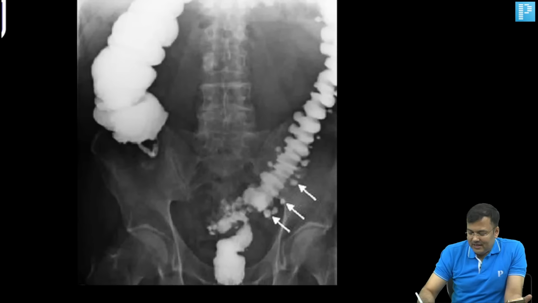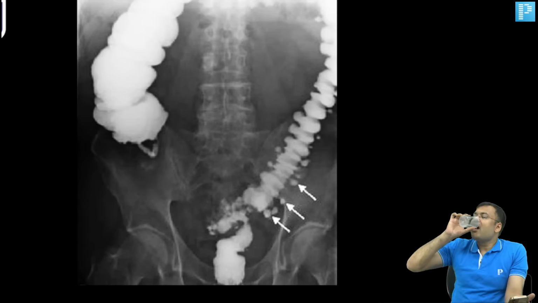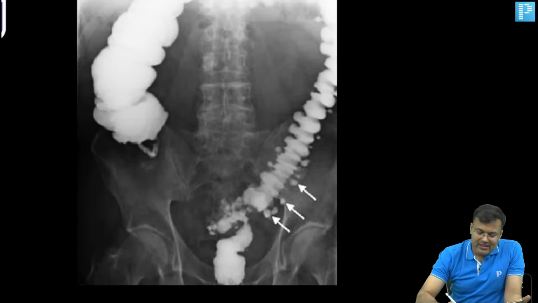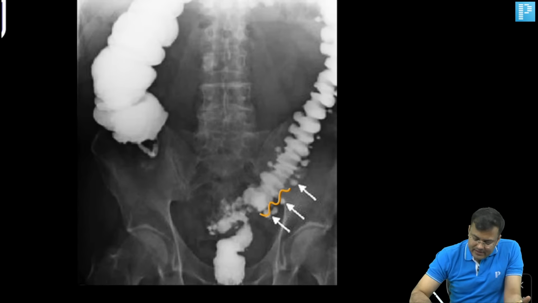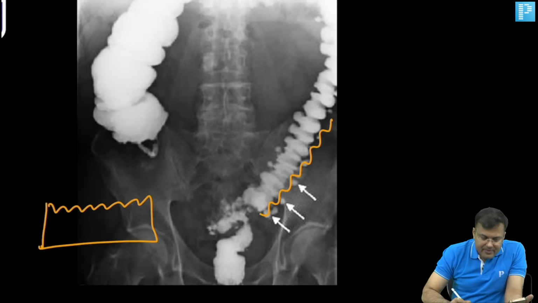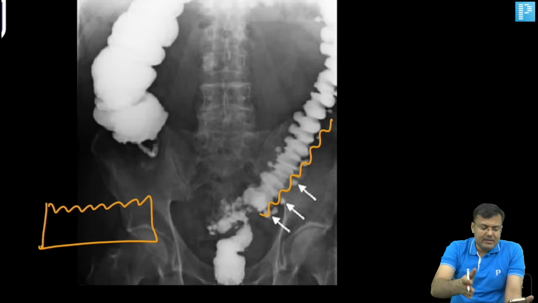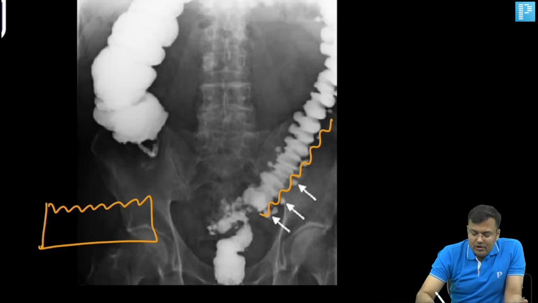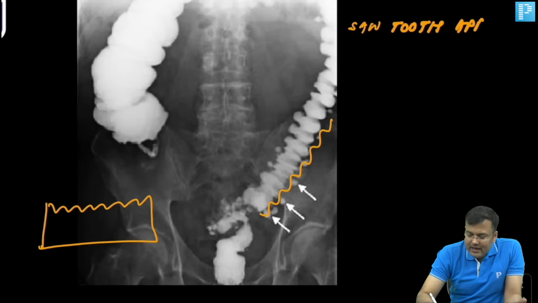Okay? Next, tell me the diagnosis. Very easy question. You can notice that this kind of appearance is there. Can you tell me, guys, what is the name of this appearance? Sawtooth. It is not diverticulitis. It is colonic diverticulosis. So, this is sawtooth appearance, and it is seen in colonic diverticulosis.